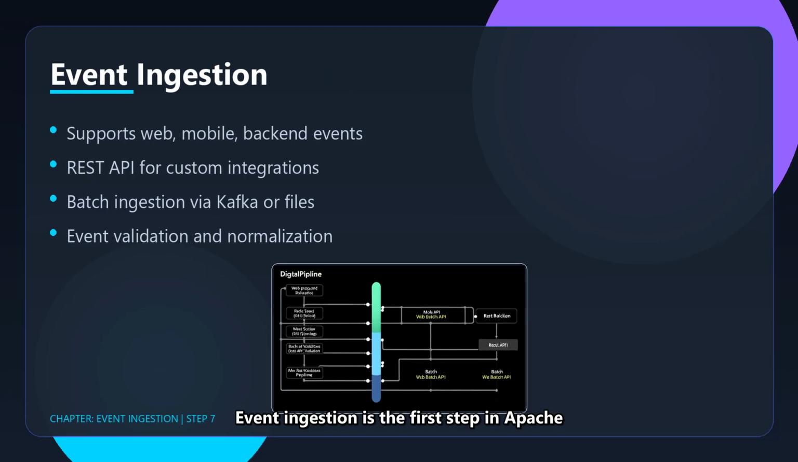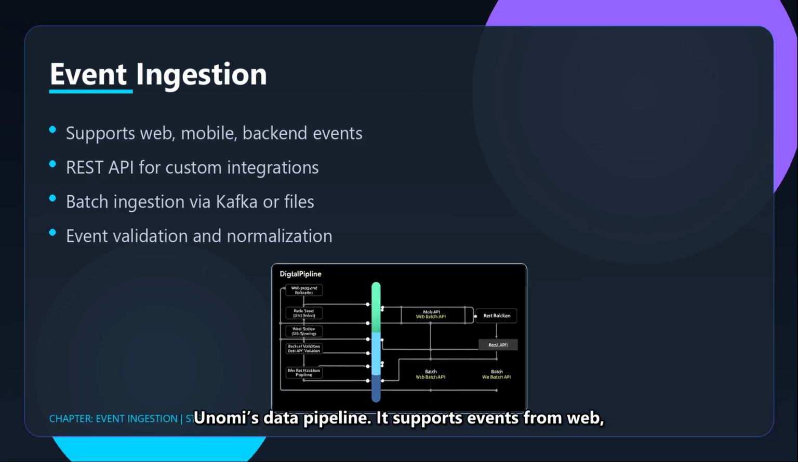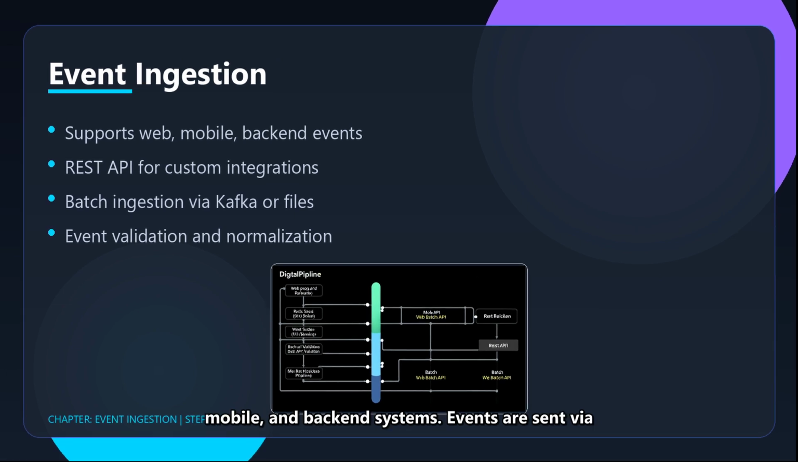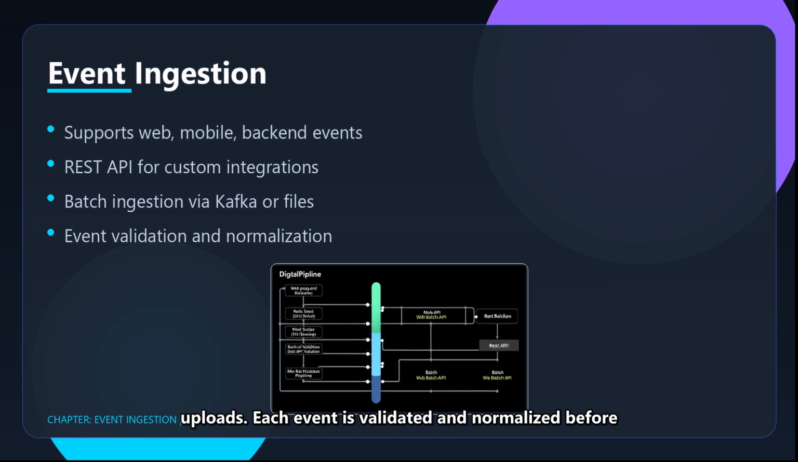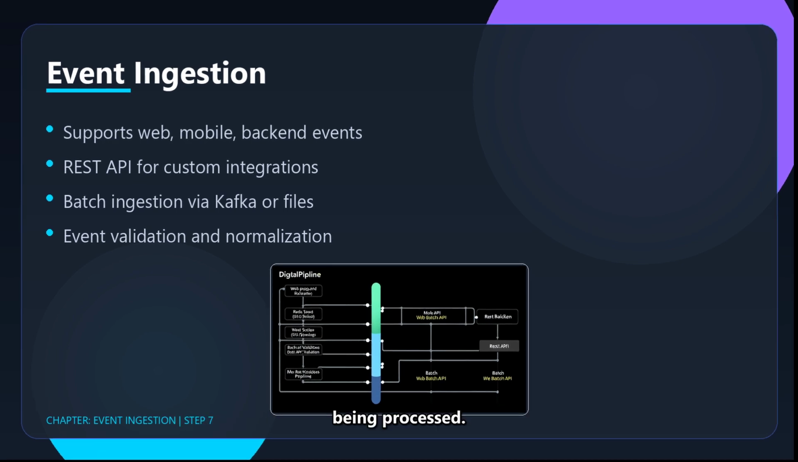Event ingestion is the first step in Apache Unomi's data pipeline. It supports events from web, mobile, and backend systems. Events are sent via REST API or batched through Kafka or file uploads. Each event is validated and normalized before being processed.